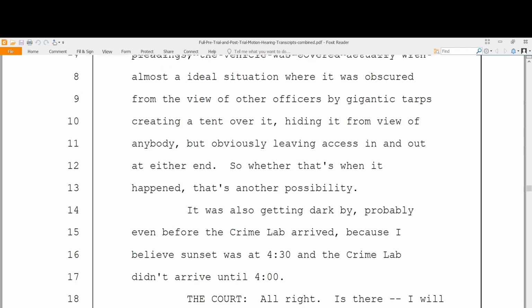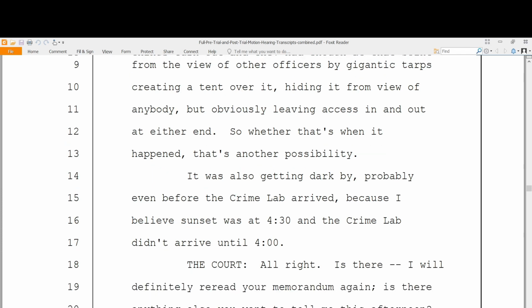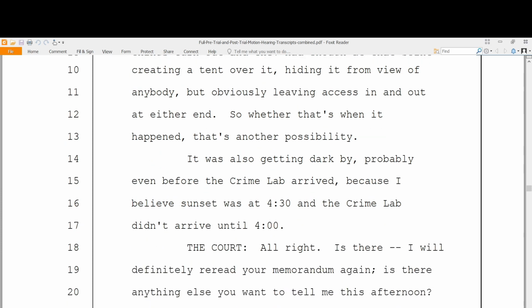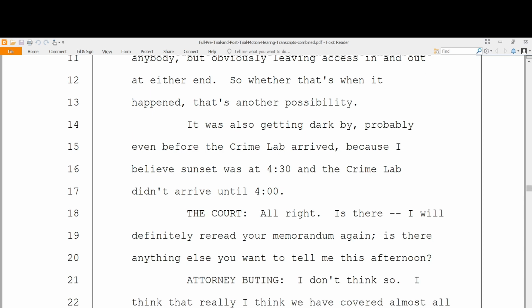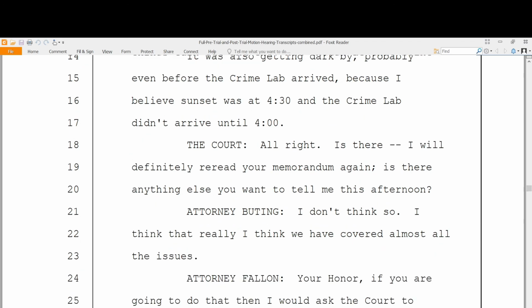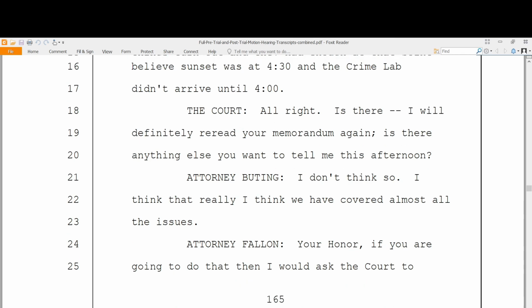So whether that's when it happened, that's another possibility. It was also getting dark probably even before the crime lab arrived, because I believe sunset was at 4:30 and the crime lab didn't arrive until 4. The court: All right. I will definitely reread your memorandum again. Is there anything else you want to tell me this afternoon?